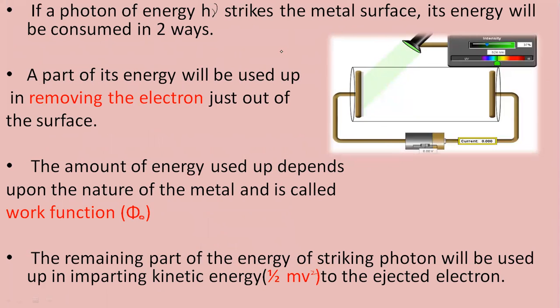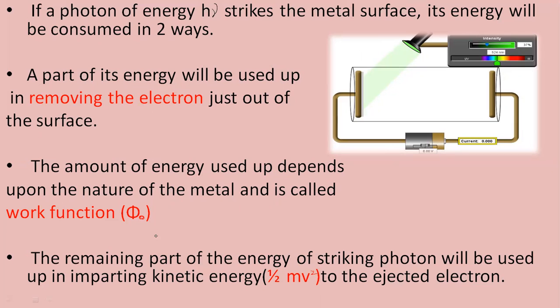Now, in the photoelectric effect, the energy is consumed in two ways. The first one is that a part of its energy will be used up in removing the electron from the surface, and this amount of energy depends upon the nature of the metal, which is called the work function. This work function is generally represented with the symbol phi naught. So in simple words, you can say some part of the energy is required to remove the electron from the metallic surface, or for the ejection of the electron. This energy depends upon the nature of the metal, which is called the work function.